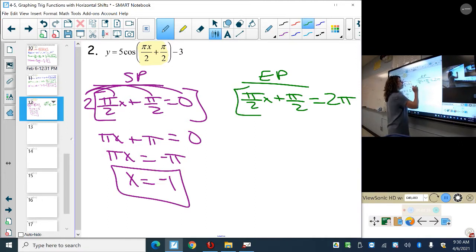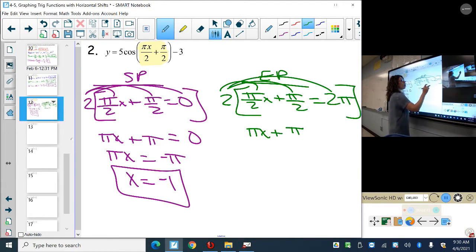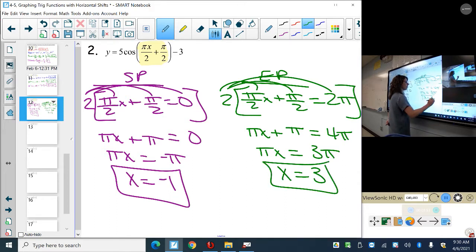Over here, multiply every single term by 2. So that's pi x plus pi. Over here, biggest mistake. 2 times 2 is 4 pi. Go ahead and subtract that pi over. That's going to give me a 3 pi. So then x is equal to 3.